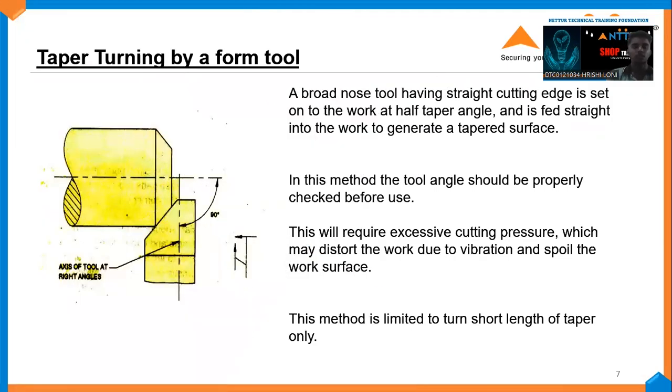Taper turning by a form tool. A broad nose tool having a straight cutting edge is set to the work at the half taper angle and is fed straight into the work to generate a tapered surface. In this method, the tool angle should be properly checked before use. This will require excessive cutting pressure, which may distort the work due to vibration and spoil the work surface. This method is limited to turning short lengths of taper only.